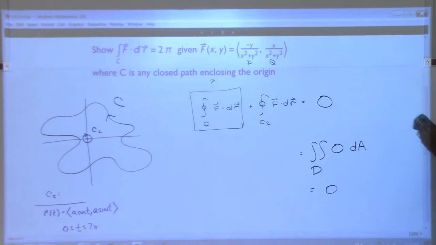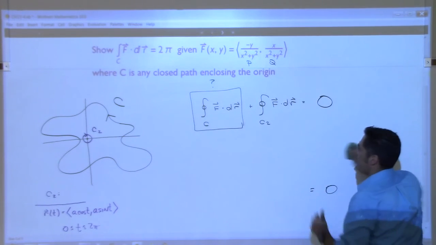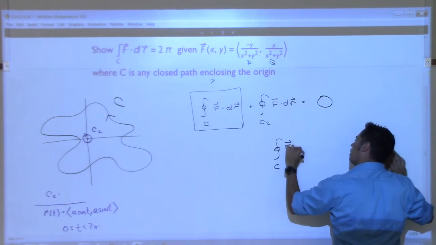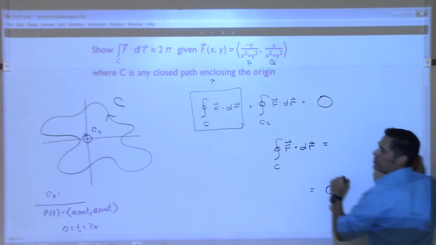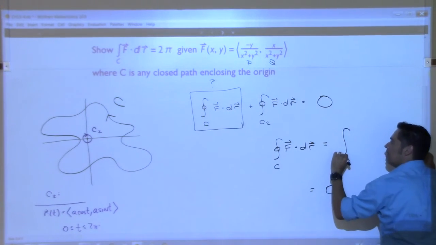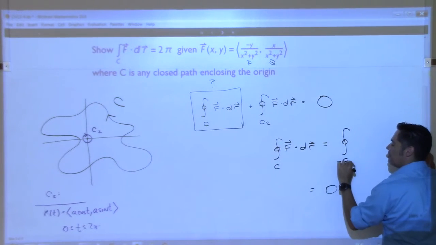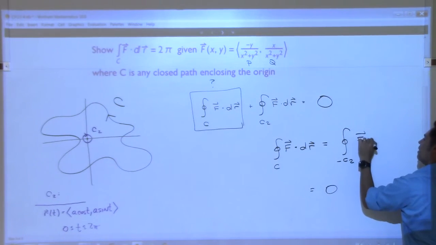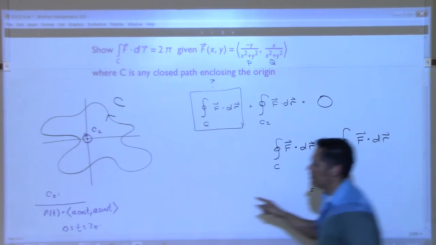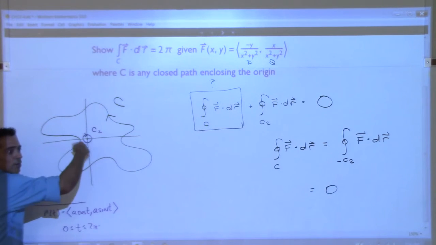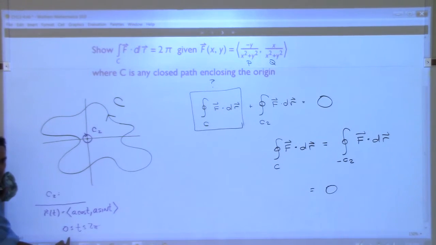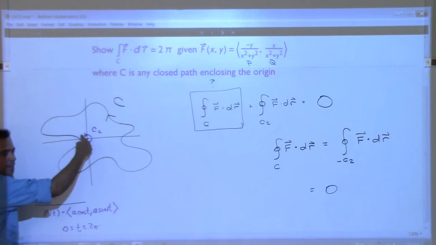Which means that the line integral over C is equal to this one over here, negative, which is really the line integral over negative C2 of f dot dr. And guess what? Negative C2 is this thing moving around like this, right? And this is the way you do that. This is the parametrization to move around C2 this way.